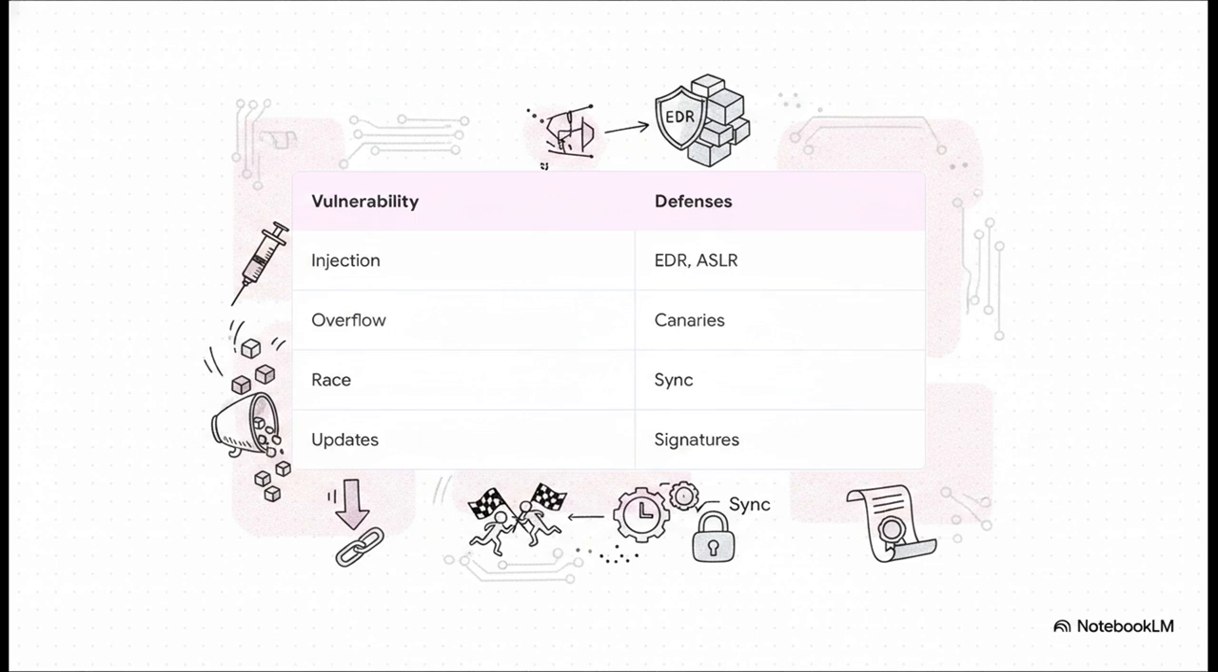To stop the brute force of a buffer overflow, you need stack canaries, safe functions, and rigorous bounds checking in your code. For the timing tricks of race conditions, strict thread synchronization and control are your best friends. And to block those malicious updates, you absolutely must demand digital signatures and secure channels. Every single threat has a robust countermeasure, provided you design your systems with security in mind from day one.